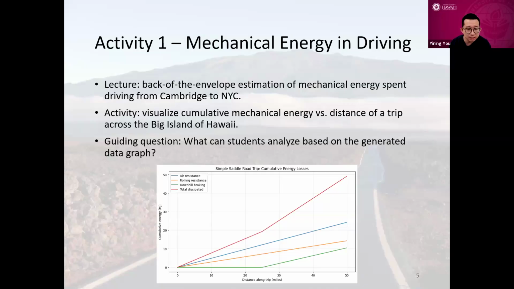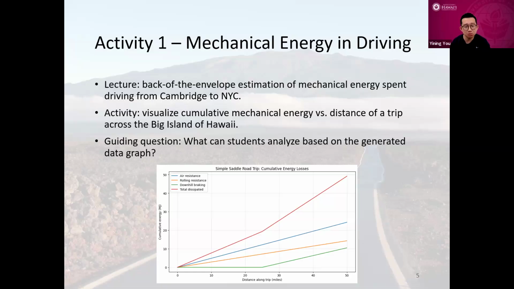And then air resistance and rolling resistance, these two just have a linear function because we are assuming the speed to be constant and then the normal force to be constant. And then after that, students definitely got motivated after they successfully created something by themselves to reflect on the mathematical model of energy usage. And then we can analyze why the curves behave this way, right? Including why downhill braking is non-zero after 25 miles.